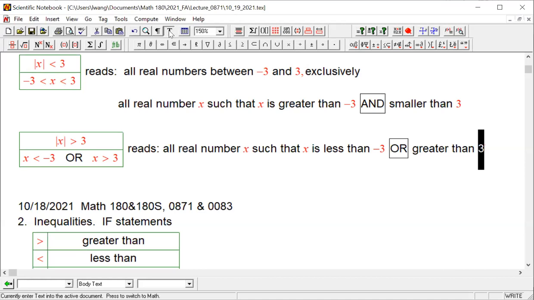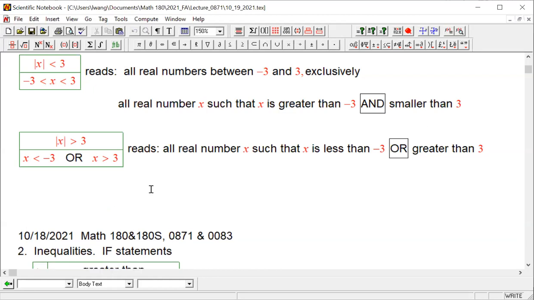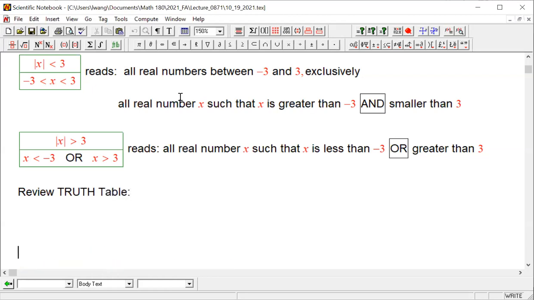Do we need to review that truth table, you guys? I say yes, Professor. Okay, let's review the truth table.